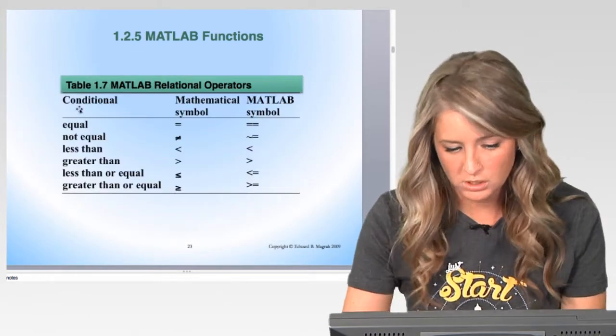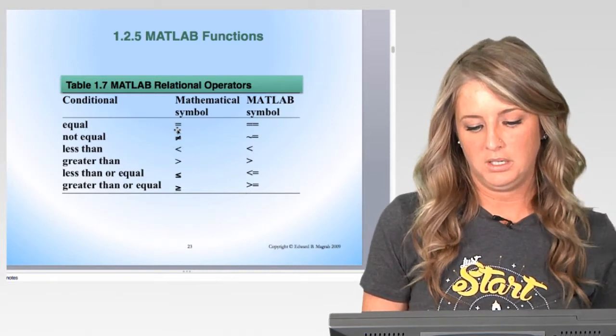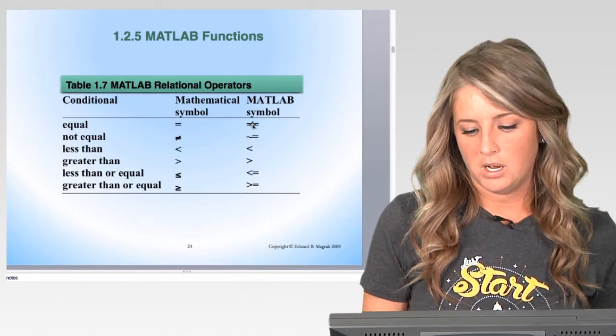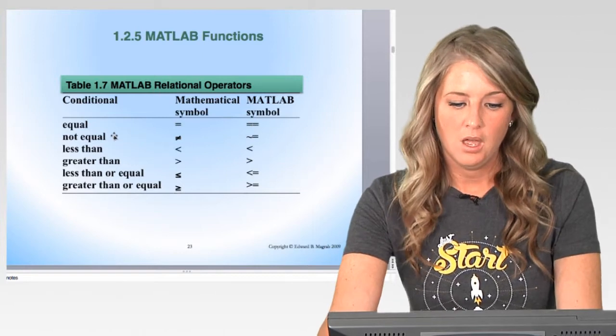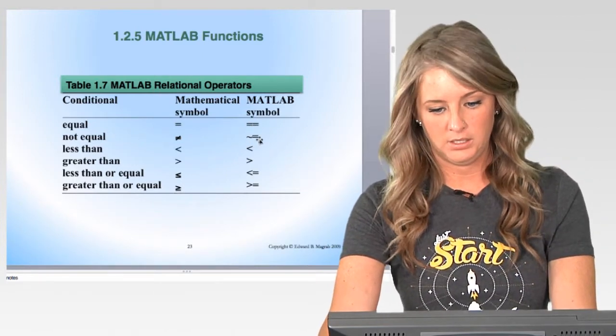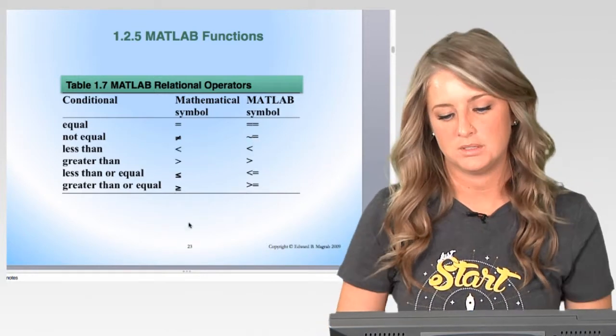Some more notation. In math, we're used to the convention that an equal sign is just an equal sign. However, in MATLAB, when you're testing for equality, you have to use two equal signs. When it's not equal, you're going to use a tilde and then an equal sign. And then the rest of these are just standard notation that we're used to seeing.